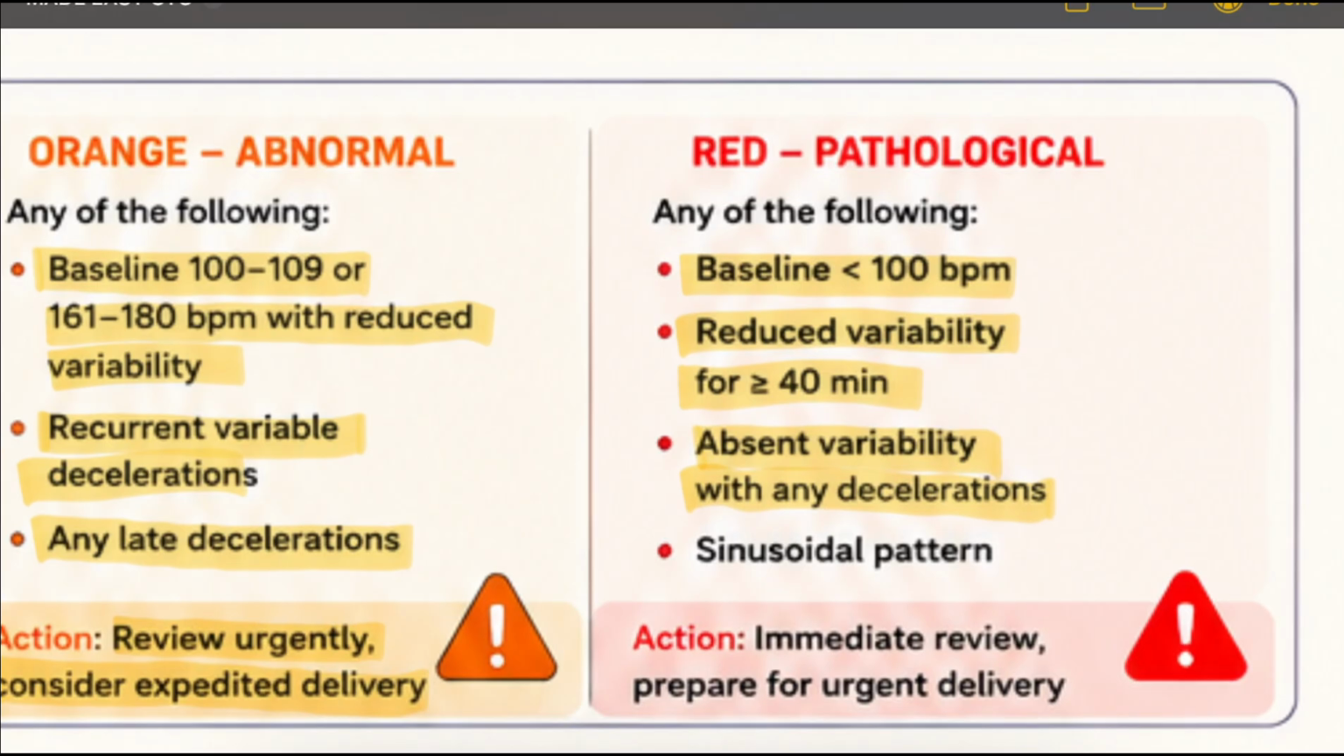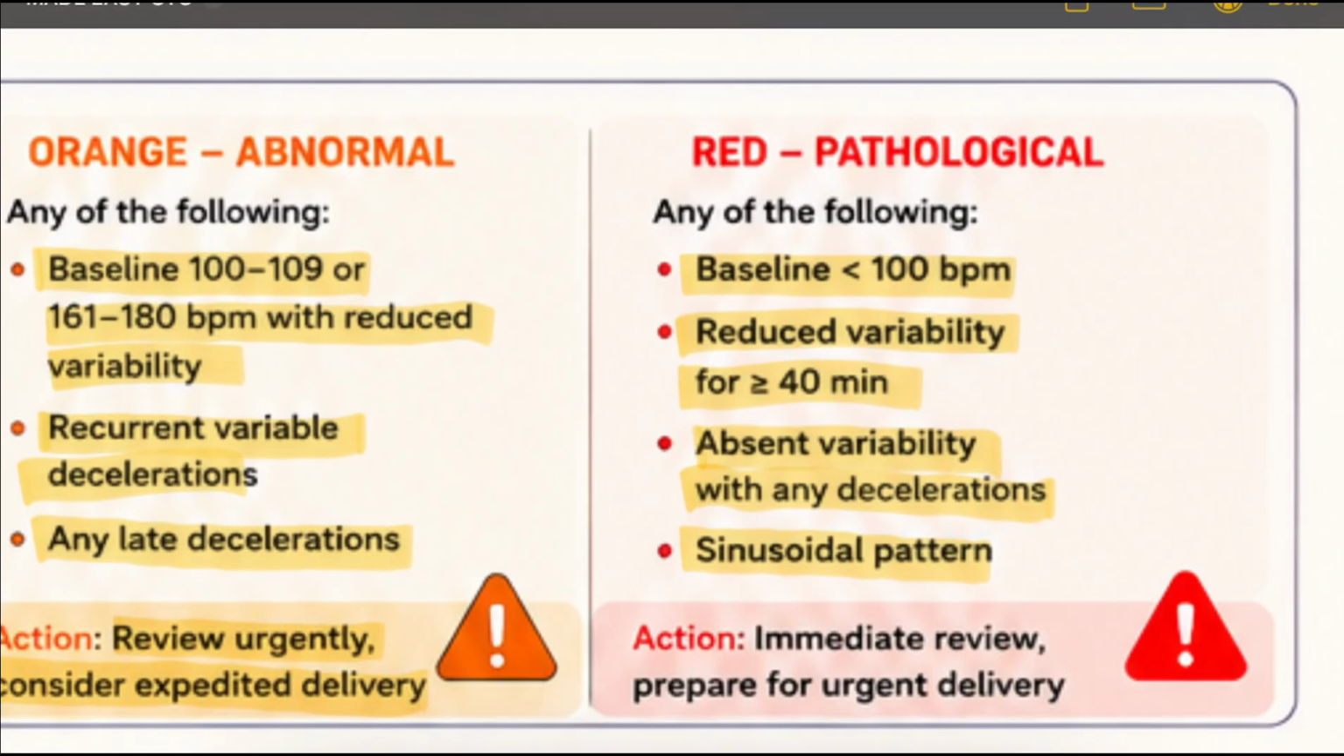Next, in some severe cases, like bradycardia. Okay, in severe cases we can see a sinusoidal pattern also. Sinusoidal pattern means the patient has, the main cause will be severe fetal anemia. So what we have to do, we have to do management by C-section. Okay, so we have to do C-section.